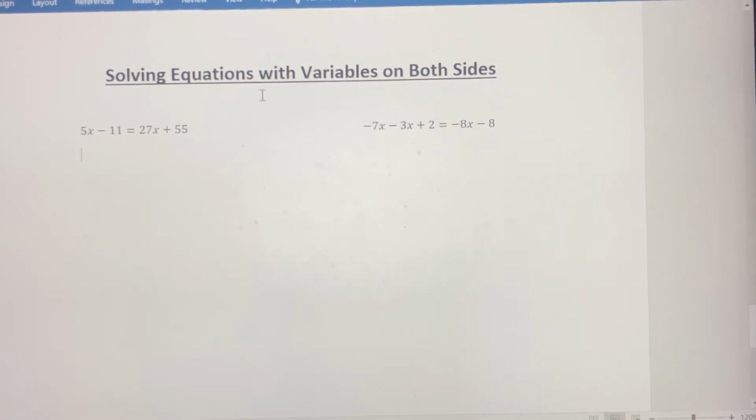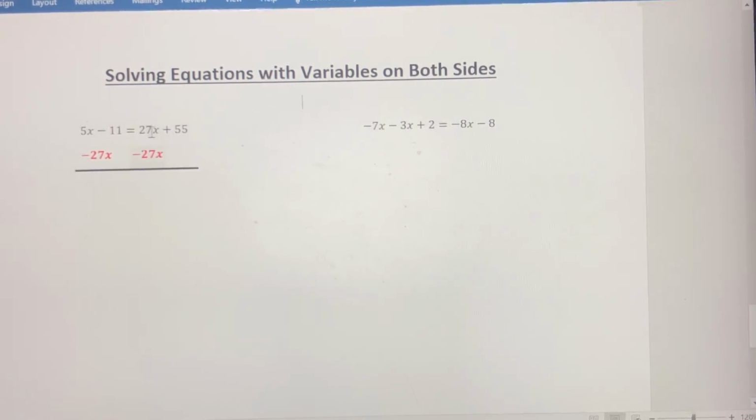So this video is about solving equations with variables on both sides. Notice we've got a 5x on the left side, we've got a 27x on the right side. So we're gonna wanna get those on the same side first. So first thing we're gonna do, it doesn't matter what side you bring the x's to.